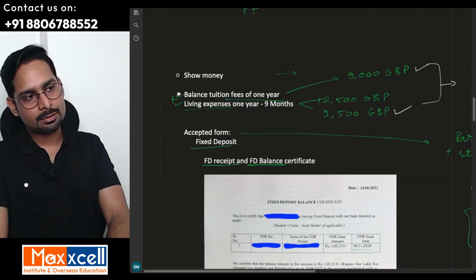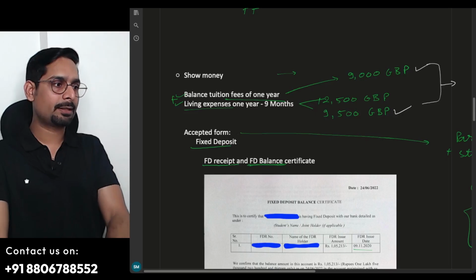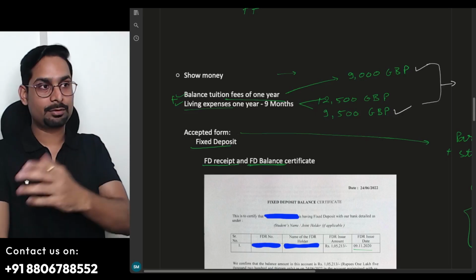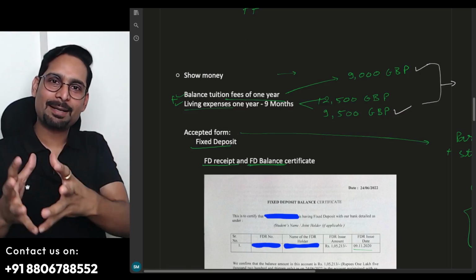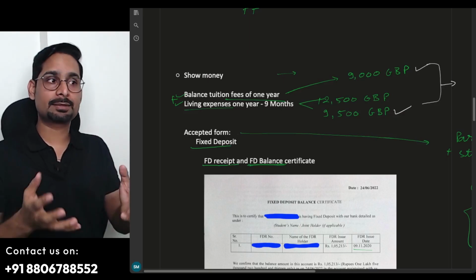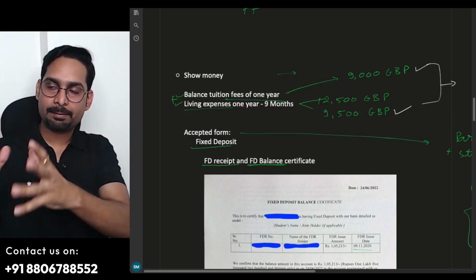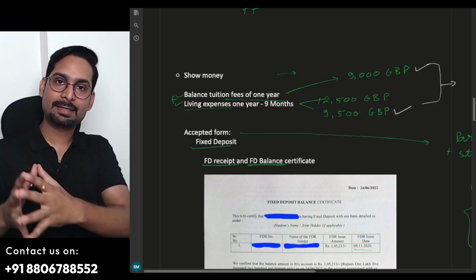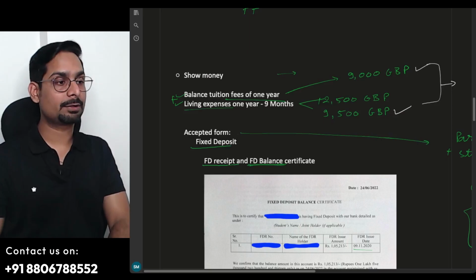Some universities might also ask for additional documents, for example your passport. You might have a question in mind that you have already sent your passport during the application. It's okay if they want it again, send it, because the CAS department is different from the department which releases the offer letter. So they might ask you to send the passport once again.